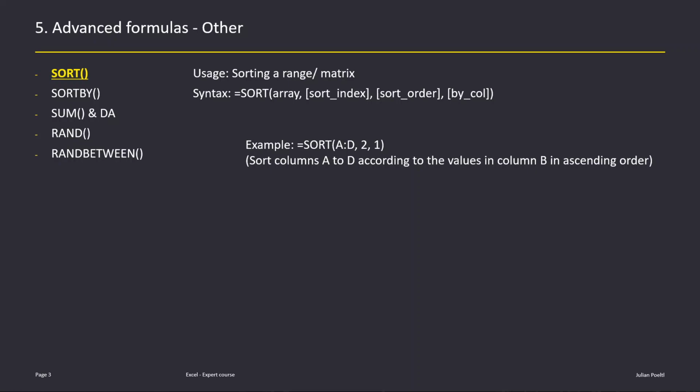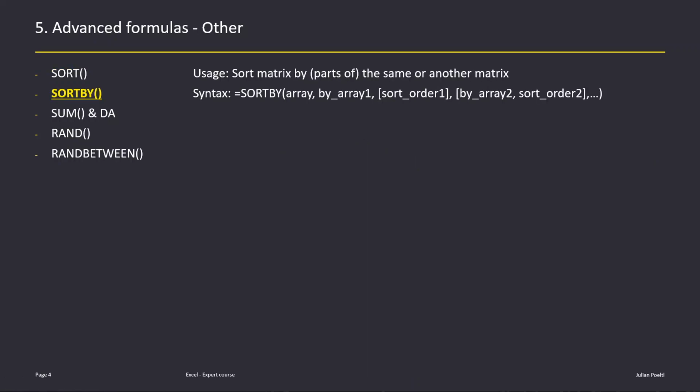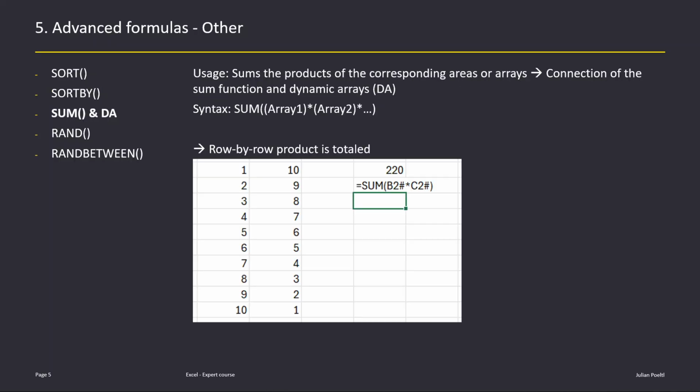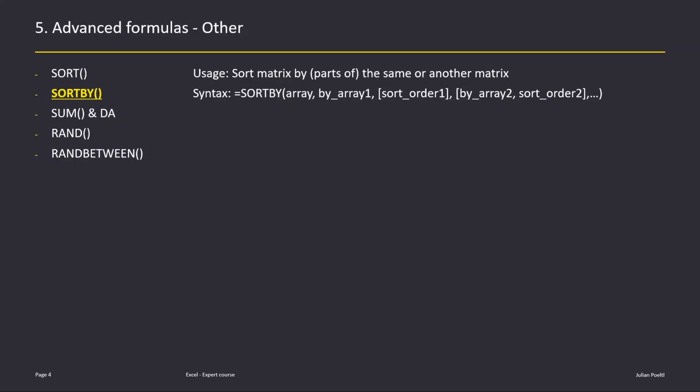With the sort formula you can sort a range or a matrix and you have multiple options. For example, sort based on an index. You can select the sort index, you can select the order, you can also sort by column and so on. And there's also the SORTBY function. With SORTBY, you can sort a matrix or parts of the matrix based on the same matrix or another matrix. So both matrices should be the same size. I will show you how this works.